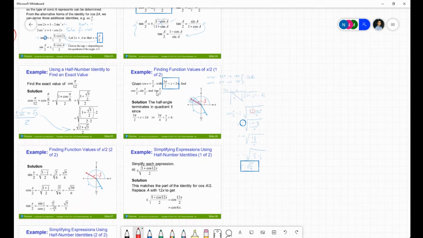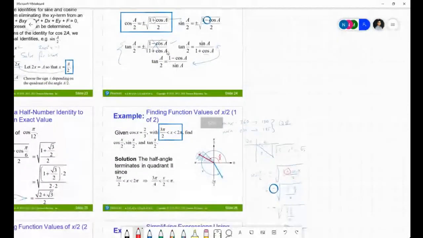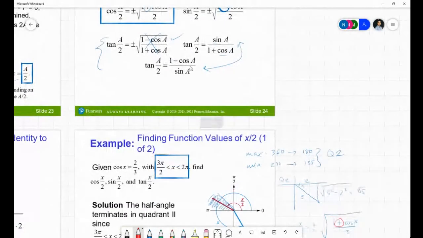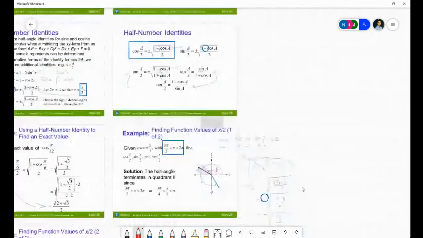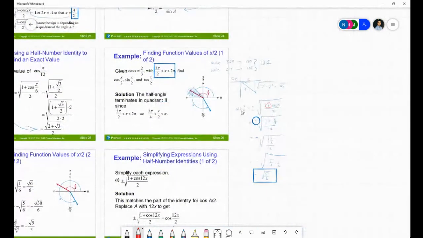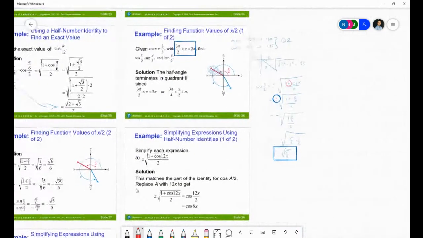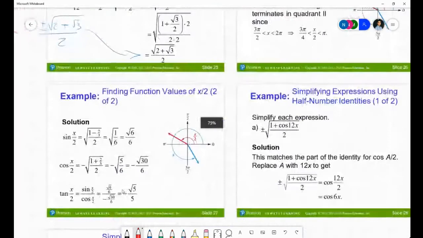Well, for the tangent identity, you have 3 of them, as we pointed out up here. Now, if you already have sine and cosine, you don't have to use any of these formulas. You can just put sine over cosine. And then, of course, the plus or minus still depends on what quadrant you're in. Since you're in quadrant 2 for this example, it will be negative. So that's what they did here.